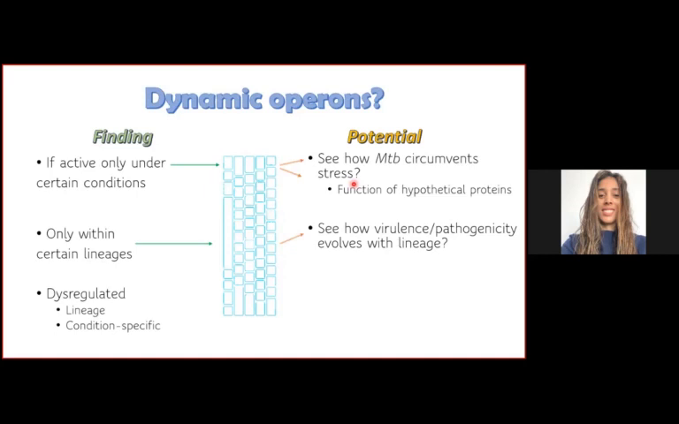And then finally, we looked at dysregulation. So average operon expression, is it changing in a lineage or condition-specific way? Because perhaps the operon doesn't want to change its length, but it's targeting the individual genes to upregulate the operon. Why is it doing that?